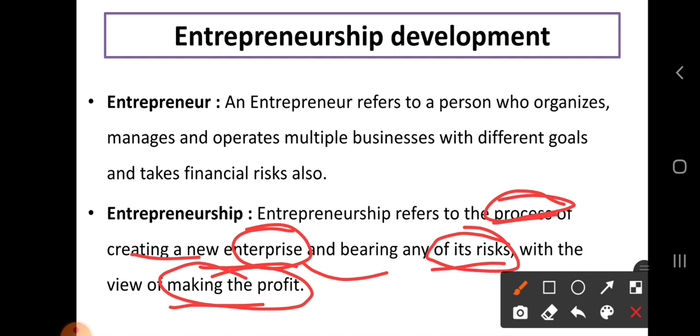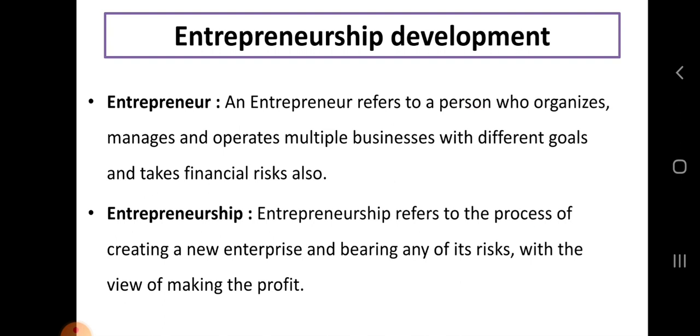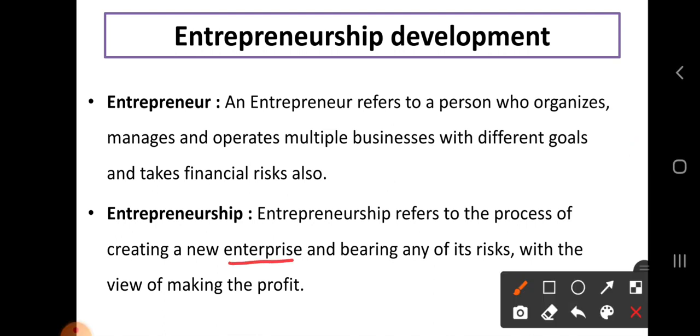So entrepreneurship is a process, while an entrepreneur is a person. An entrepreneur is a person who takes initiative or who takes the lead for starting any business activities. Entrepreneurship is the process of creating new business or new enterprises by entrepreneurs. Then the third concept we have is enterprise. What is an enterprise? An enterprise is the activity started by these entrepreneurs; any profit-making or business-creating activity is started by the entrepreneurs.